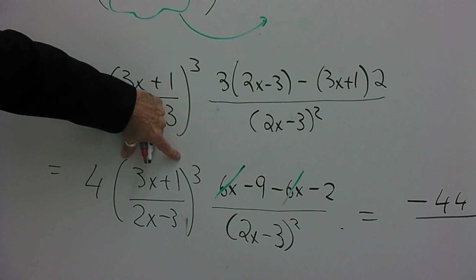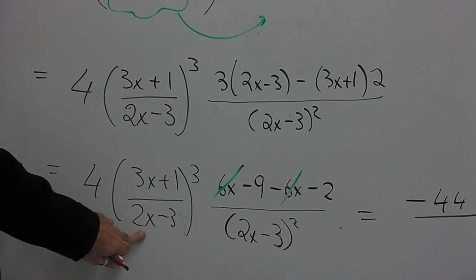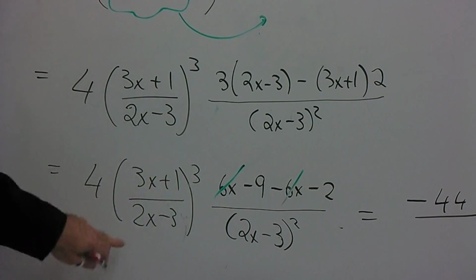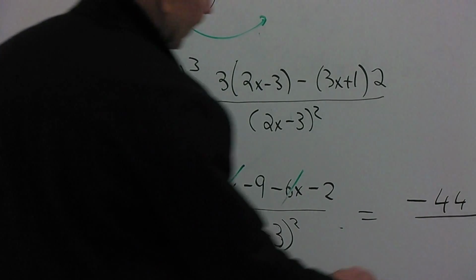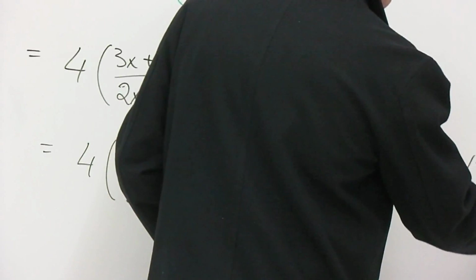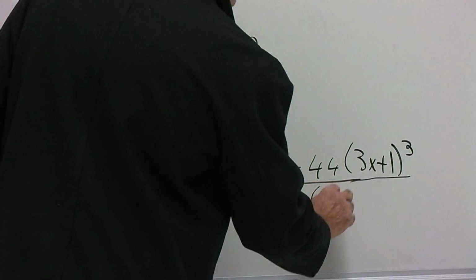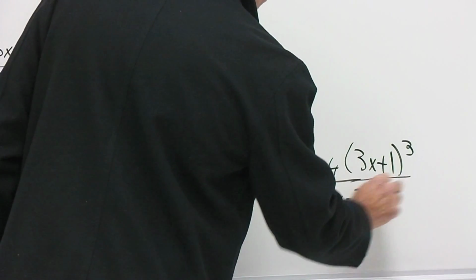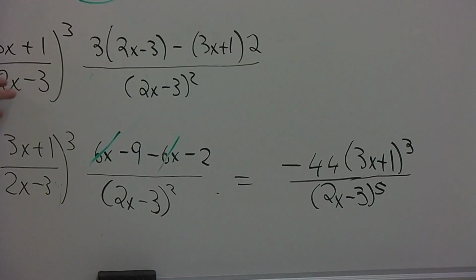Except for this, which is 3x plus 1 cubed. Notice the bottom has 2x minus 3 once, and then twice again, so it is cubed. It is 3 times and then twice more, which is to the 5th power. So the numerator is to the 3rd power, and the denominator is to the 3rd power plus another 2, which gives you the 5th power. So I could write it like this. And that's it.